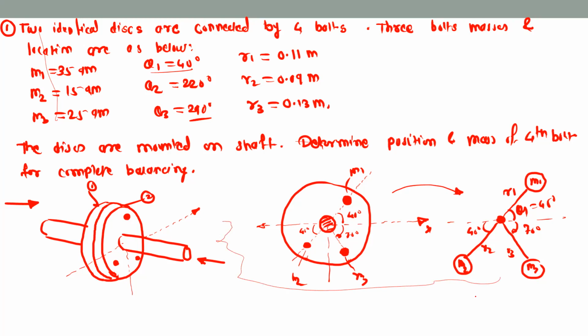So this diagram is the mass diagram or mass angular position diagram. Okay. So from this diagram, we will draw the force diagram. So this is F1, F2, and this is F3.